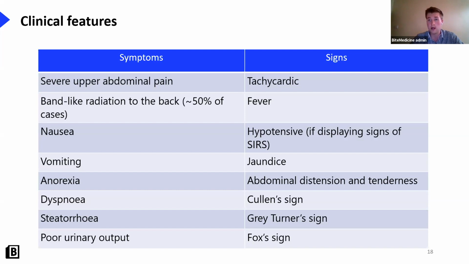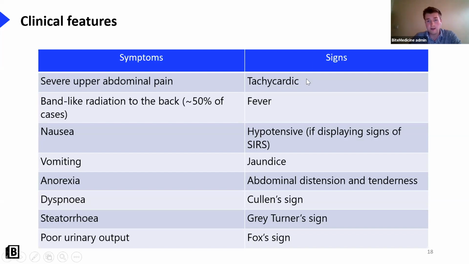Dyspnea, so as we're going to see later on, some of the complications of pancreatitis can lead to shortness of breath. If you lose your exocrine function, so if you're not getting the pancreatic enzymes to where they need to be in the gut, you can get steatorrhea, so stool that's high in fat content, it can be foul smelling, usually floats in the pan. And patients can also become oliguric quite easily, so a poor urinary output.